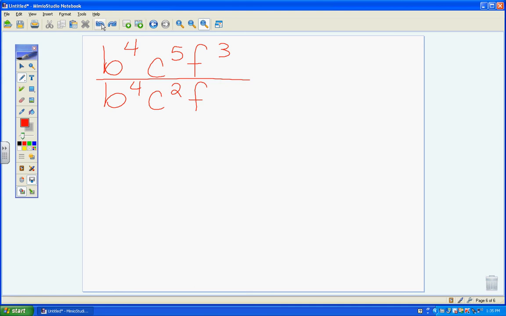We don't put B to the 0 power. Okay? What am I left with for the C's? And F would be 2.